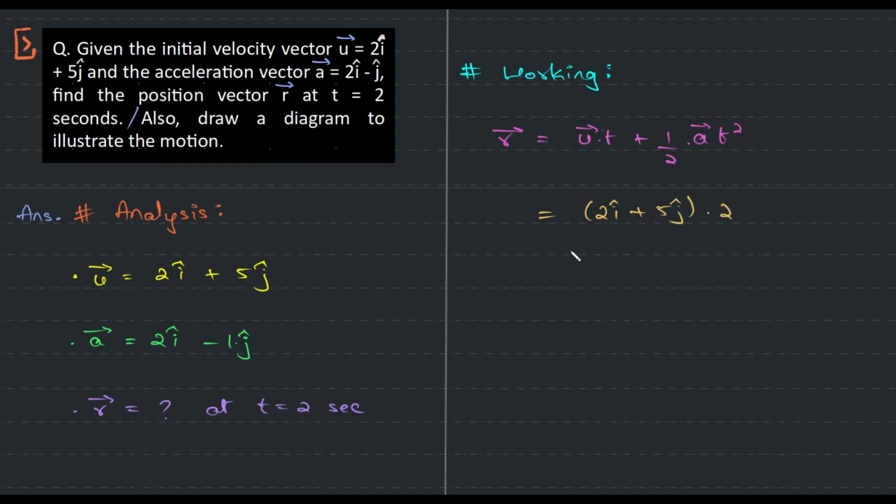2, plus half of acceleration. I'll write 4 over here, that's time square. And this is 2 i cap minus 1 j cap. So this would be 4 i cap plus 10 j cap plus 4 i cap minus 2 j cap. So this is 8 i cap, minus 8, oh sorry, plus 8 j cap. So this is where the particle is.